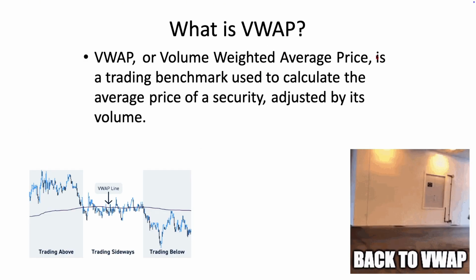But with that being said, you guys may be asking, what is VWAP? Or a lot of you guys probably already know what it is and just want to get a better understanding of it. But basically, VWAP, or the volume weighted average price, is a trading benchmark used to calculate the average price of a stock adjusted by its volume. Unlike a simple moving average, VWAP takes volume into account, making it more reflective of the true market activity. Basically, it's kind of like the moving average, but it just uses volume with it.